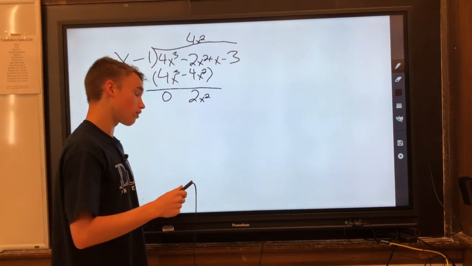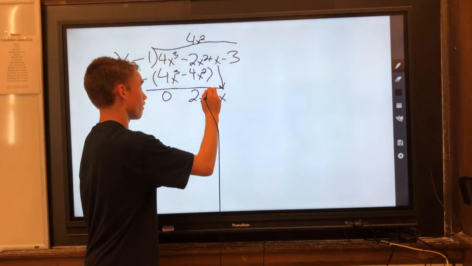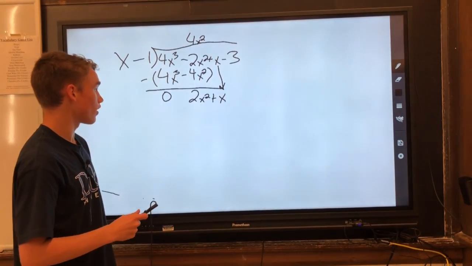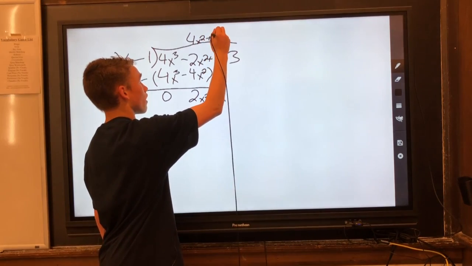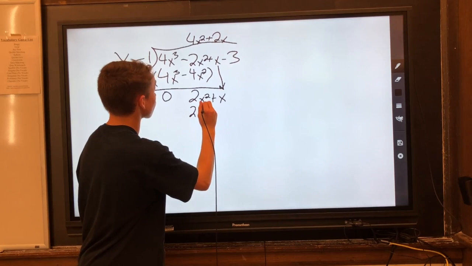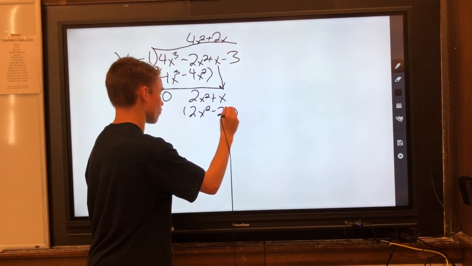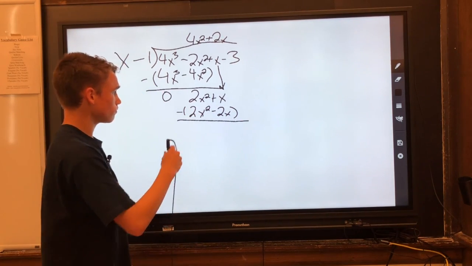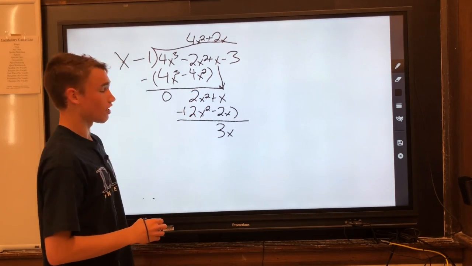Now, just like normal long division, you drop down the x. And you have 2x squared plus x. Now, how many times does x go into 2x squared? It goes in 2x times. So 2x. Multiply that by x, and you get 2x squared minus 2x. Subtract it, and you get 3x, and 0 here, of course, because they cancel out.